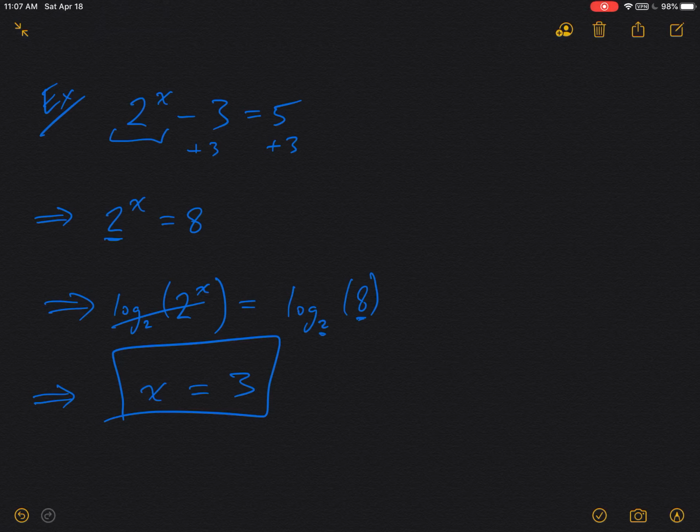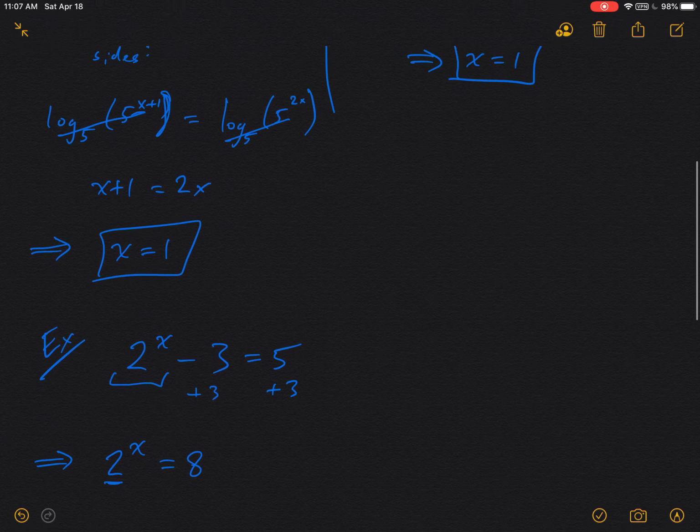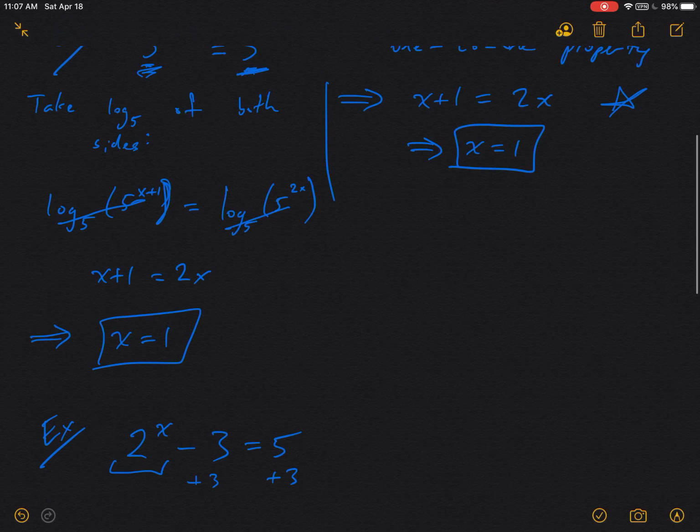So maybe before I move on, let me just point out that if you're trying to get a power by itself, so let's return to the example that we had up here.